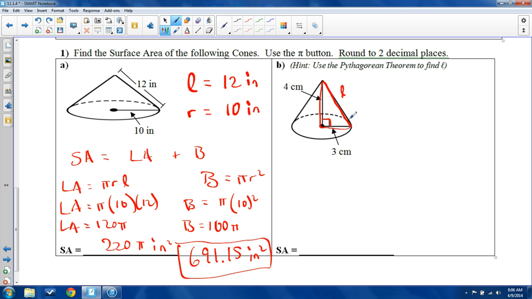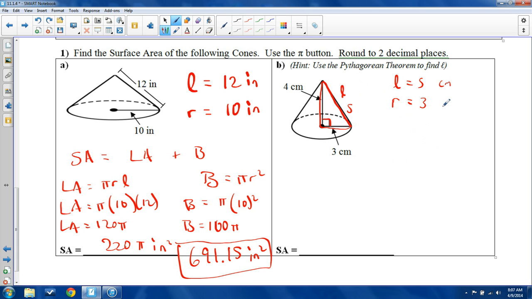Well, I can do you one better. I know this is a 3, 4, 5 special triangle. But even so, to make sure you guys totally get it, let's say 3 squared plus 4 squared equals L squared. So 9 plus 16 equals L squared. L squared equals 25. L equals 5. Okay, so I'm going to go ahead and erase all that again because I want to make sure I have room. But L is 5. That's your slant height, 5. The radius of your base is 3.